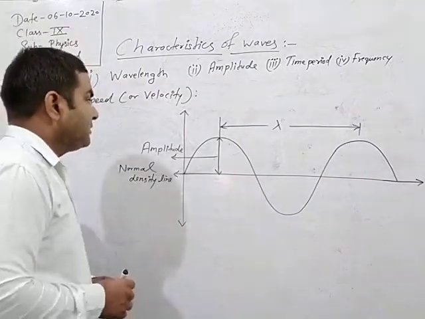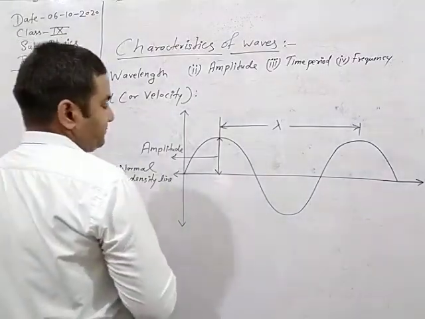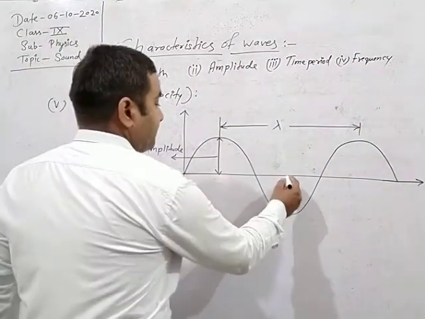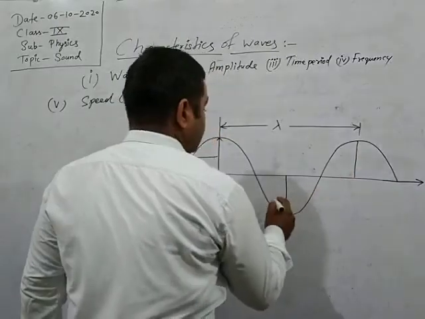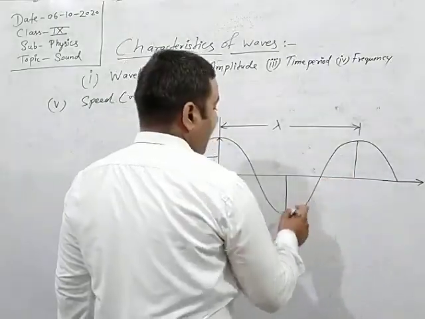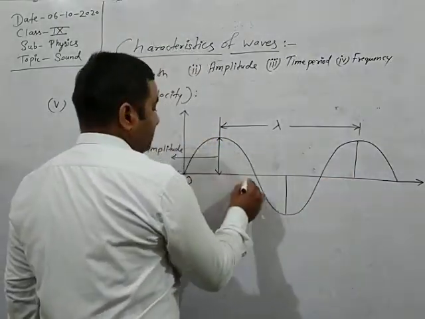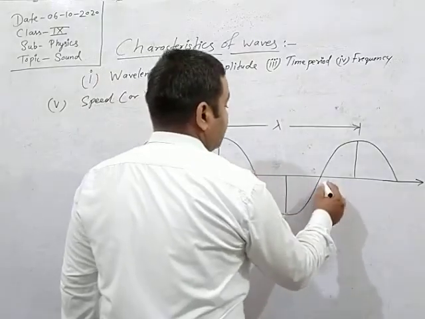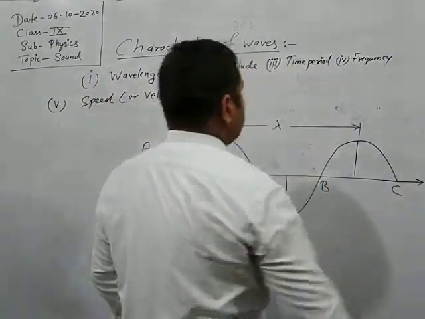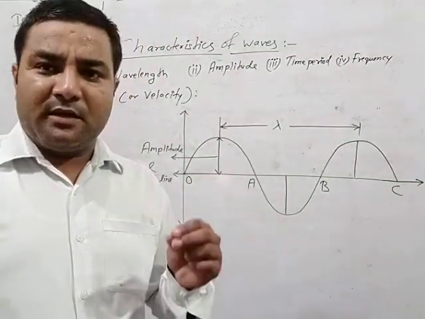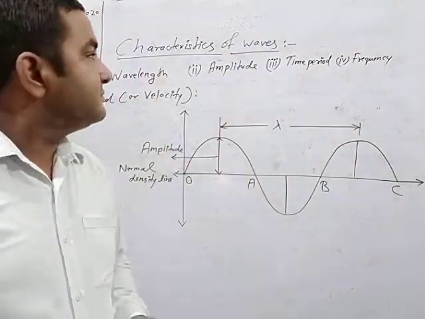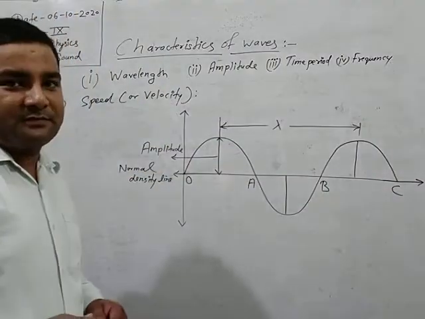This is O, this is A and B, and here C. With the help of this diagram, we can define all the definitions, all the characteristics of sound waves.